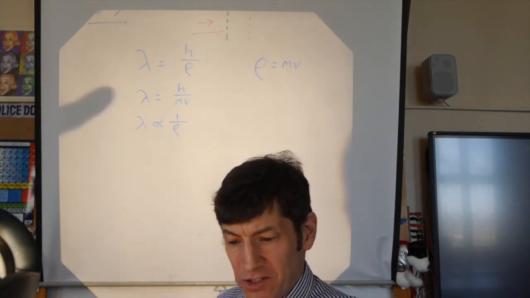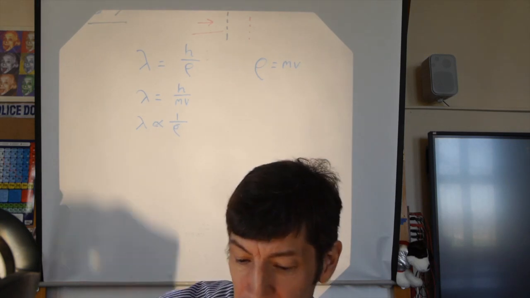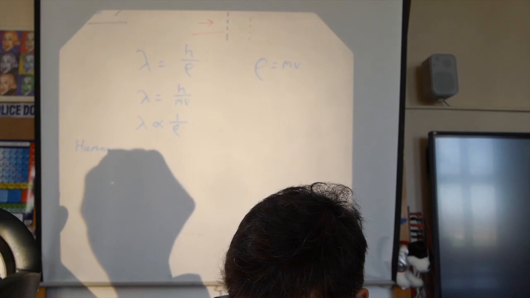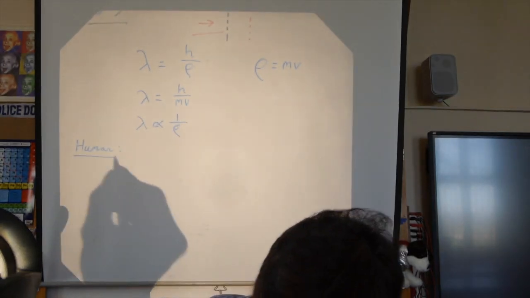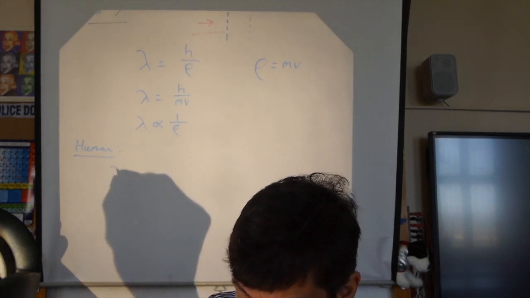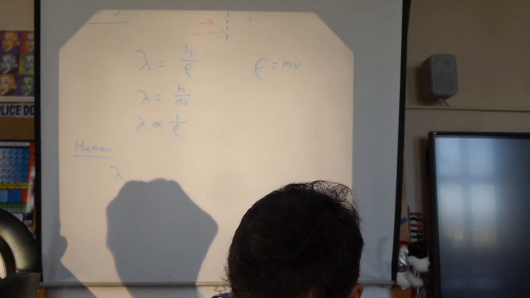Why do they just behave like solid objects? Am I saying this equation's wrong? Well, I'm not. So let's have a look at a human. Now, this is good physics, guys, having the ability to estimate a little bit. So we're going to use, what's the wavelength of a human?